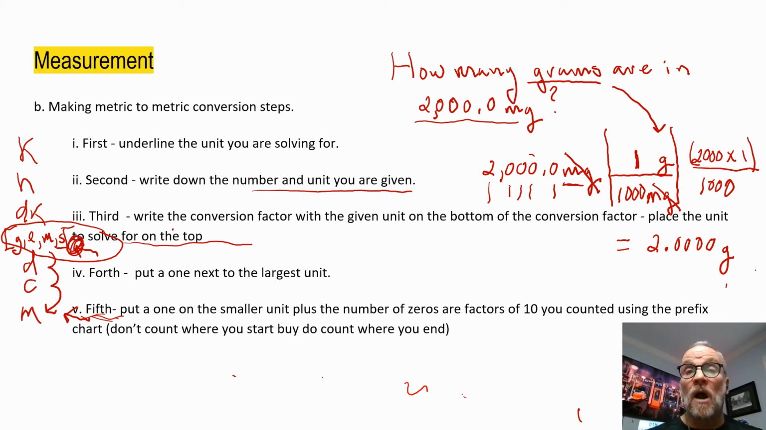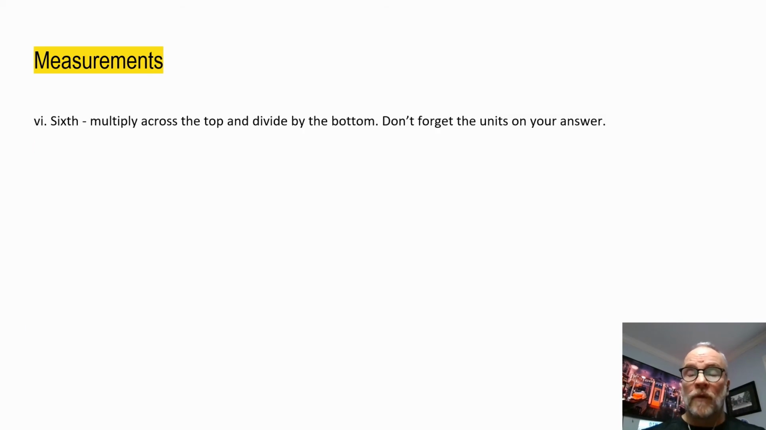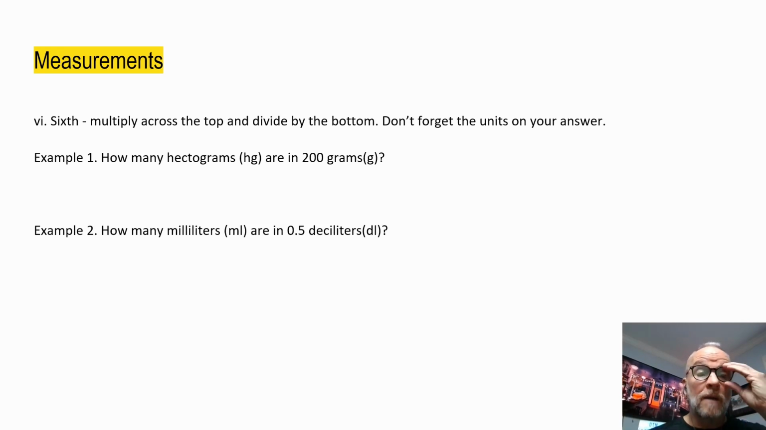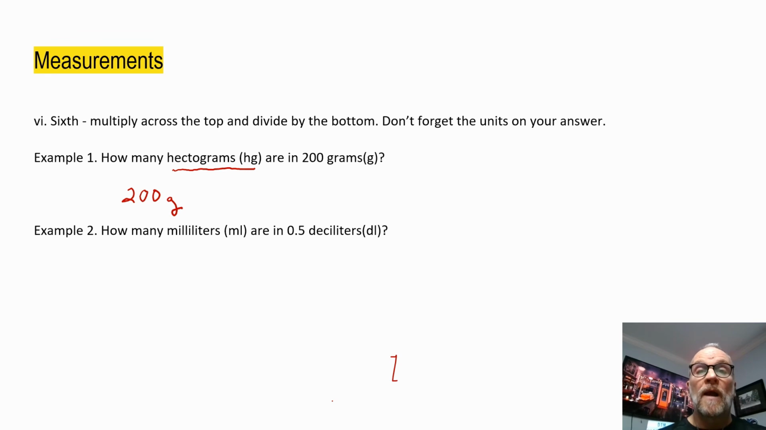So let's do a couple more examples on the next slide. Okay, so sixth step, it says multiply across the top and divide by the bottom. Don't forget your units on your answers. So let's do these 2 problems. So it says how many hectograms are in 200 grams. Okay, so the first step is to underline what you're solving for and write down a given. So we're given 200 grams. And then we write a conversion factor with the given units on the bottom, which are grams. Notice here, that's our given unit. And then we have hectograms on top.